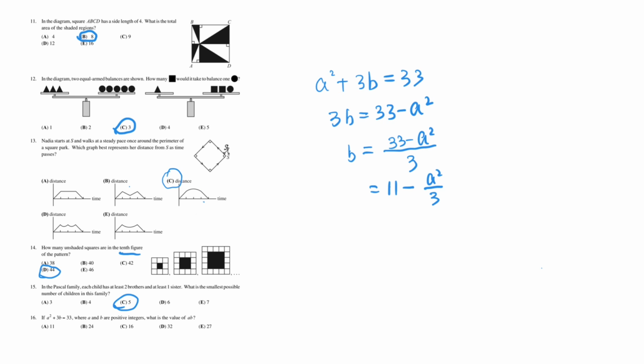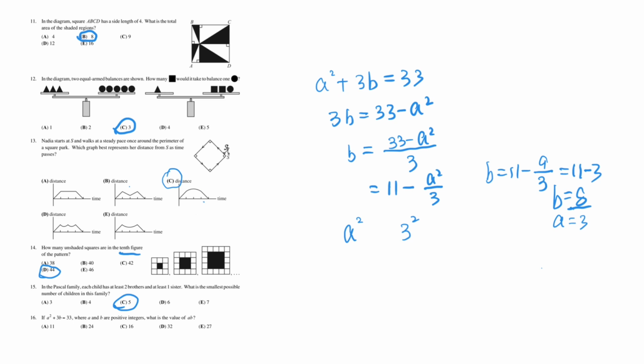Because a and b are positive integers, a squared over 3 must be an integer, which means that a must be a multiple of 3. Then a squared is a multiple of 3. So a can be 3. If a is 3, then b equals 11 minus 3 squared over 3, that's 11 minus 3, that's 8. B equals 8, a equals 3, that's one pair that works.